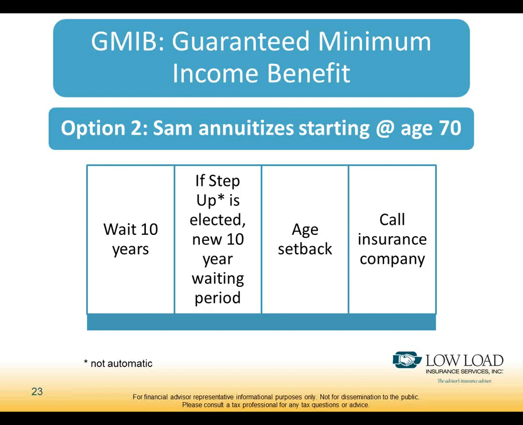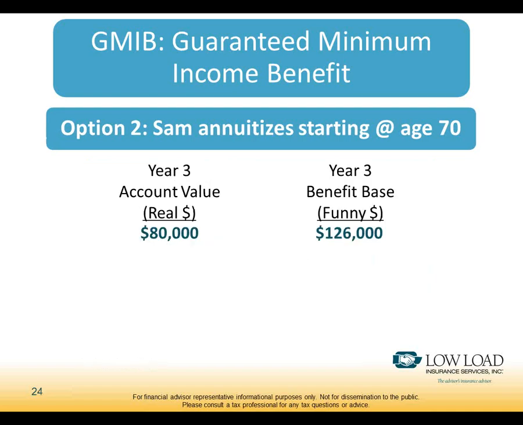They also have, once you annuitize, what they call an age setback. What this means is that, for example, if Sam is going to annuitize his annuity at age 70, they do a 10-year age setback, meaning that they're going to make Sam age 60 when they calculate his income on the annuitization portion. Also, in order to see what the payout is going to be under the GMIB option 2 portion, the client's really going to have to call the insurance company to see what they're going to get.